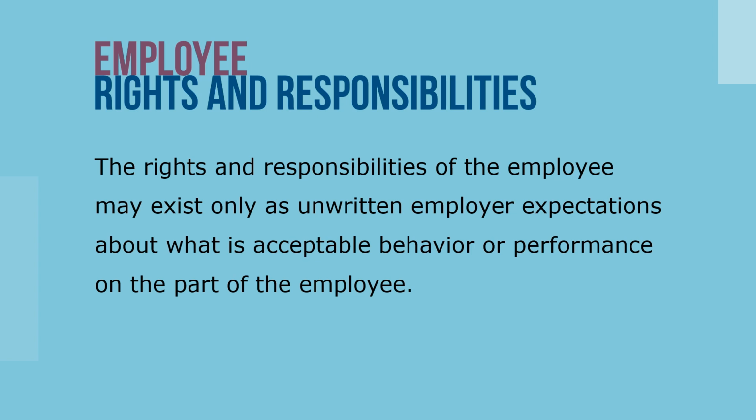The rights and responsibilities of the employee may exist only as unwritten employer expectations about what is acceptable behavior or performance on the part of the employee. Some court decisions have held that if an employer hires someone for an indefinite period or promises job security, the employer has created an implied contract. An implied contract is an unwritten agreement created by the actions of the parties involved. Such promises establish employee expectations, especially if there's been a long-term business relationship.